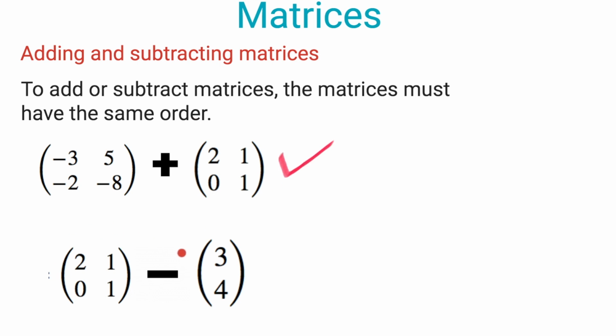What about these other 2 matrices? The order of this matrix here is 2 by 2, and the order of this matrix here is 2 by 1. So can we subtract those 2 matrices? The answer is no. You can only add or subtract matrices that have the same order.